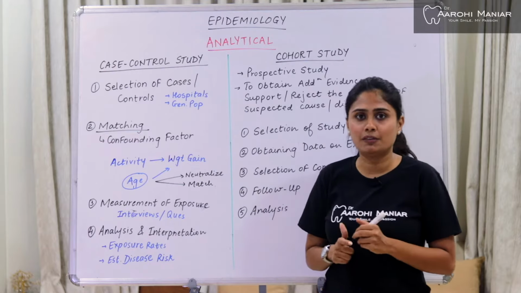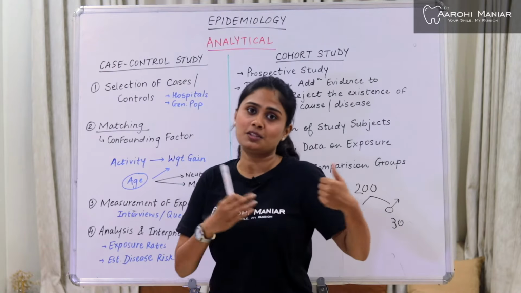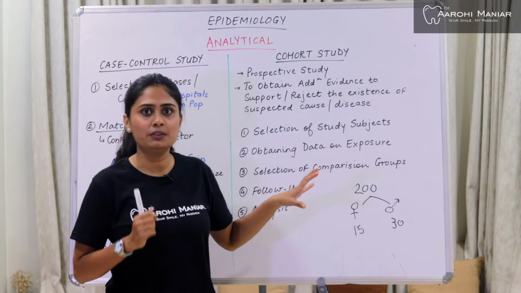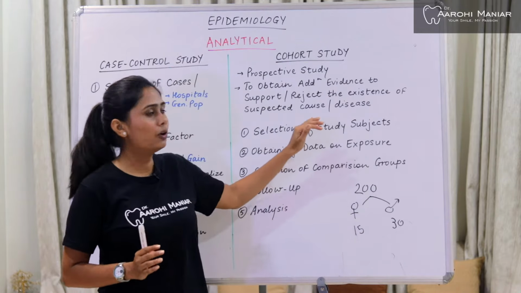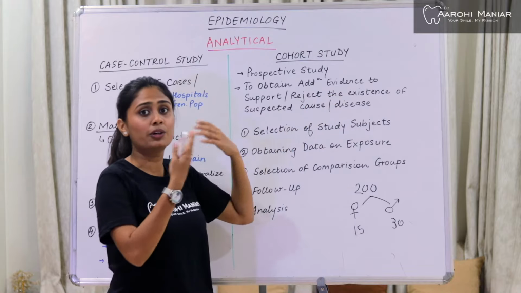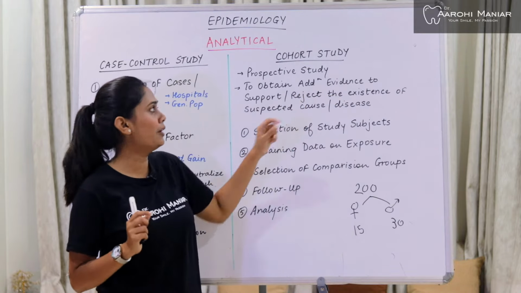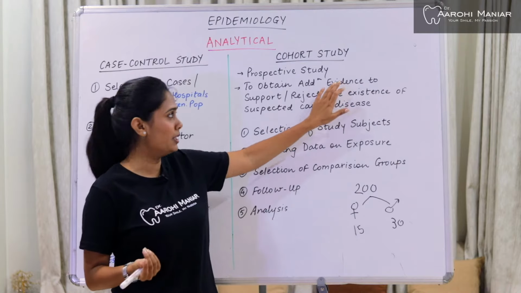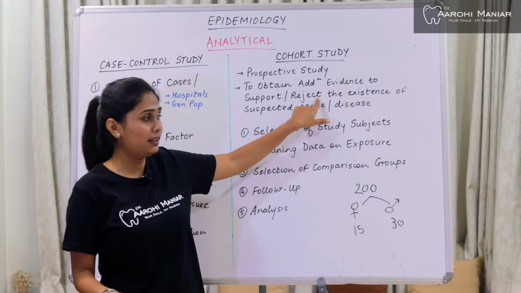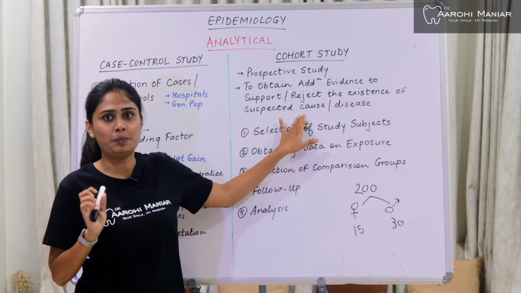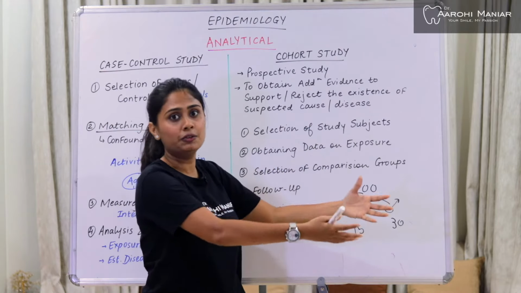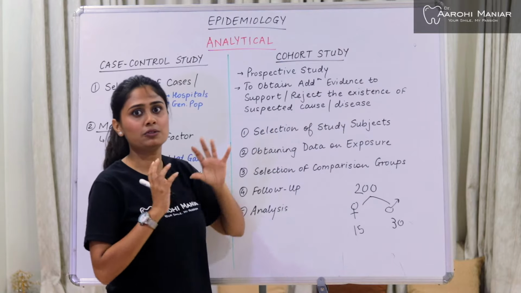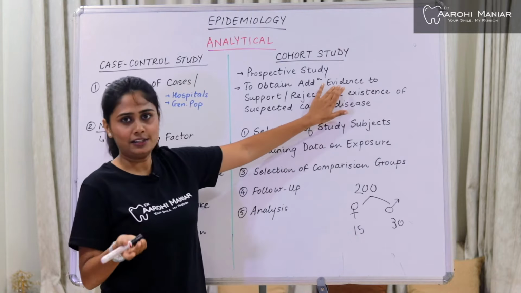So that is all about our case control study, where we trace back our steps and go into the past. Looking at the next one, which is our cohort study. The cohort study is a prospective study. We have to look into the future, and here we have to obtain additional evidence to support or reject the existence of the suspected disease. This is all happening in the future. These are all suspected cases or suspected disease, and we have to support them with additional evidence.